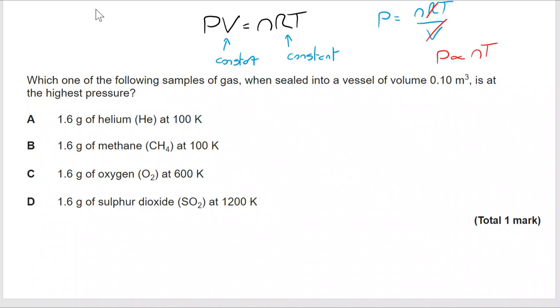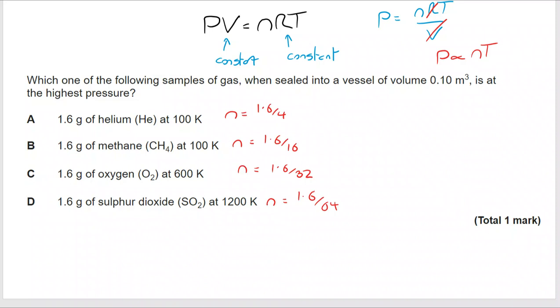So when I rearrange to make P the subject, I can see that rather than P is nRT over V, I can simply say P is proportional to number of moles times temperature. And we can use that very simple calculation to double check which of these is the highest pressure. First thing I'm going to do is work out the number of moles.